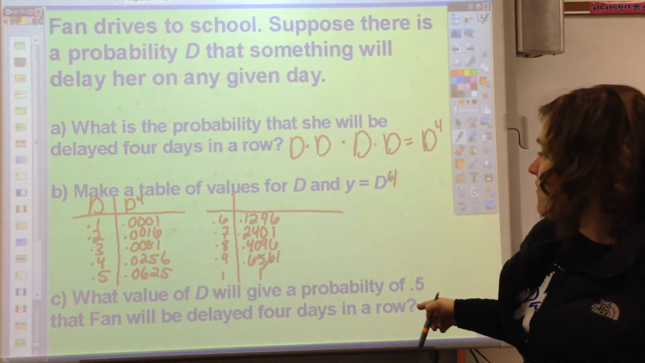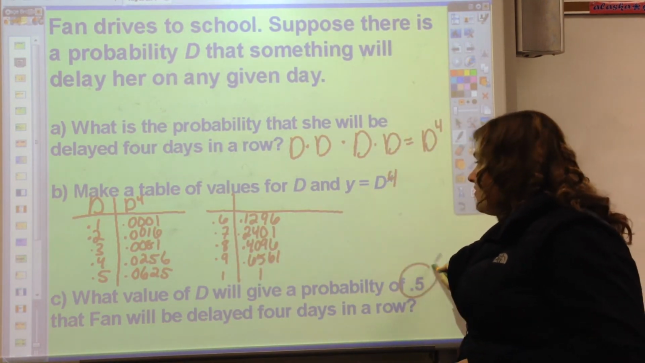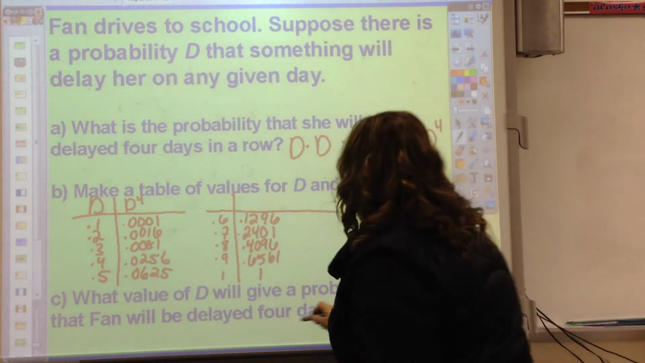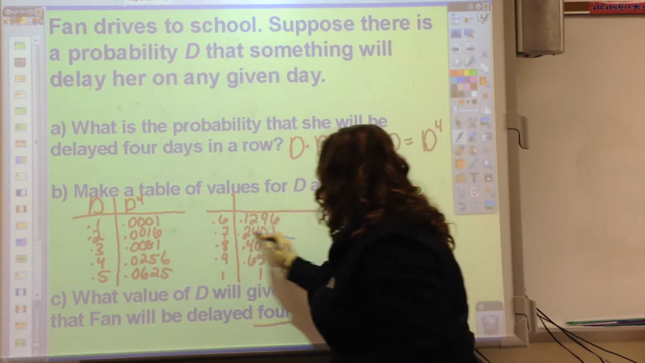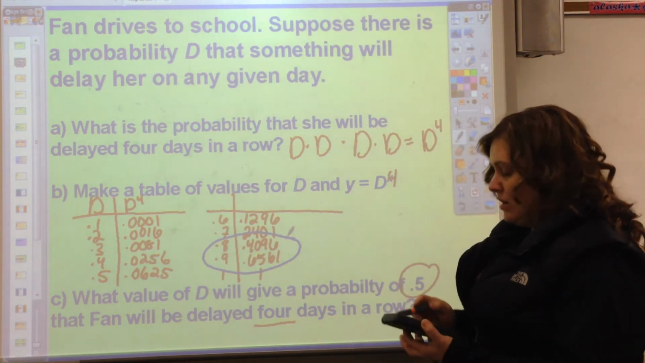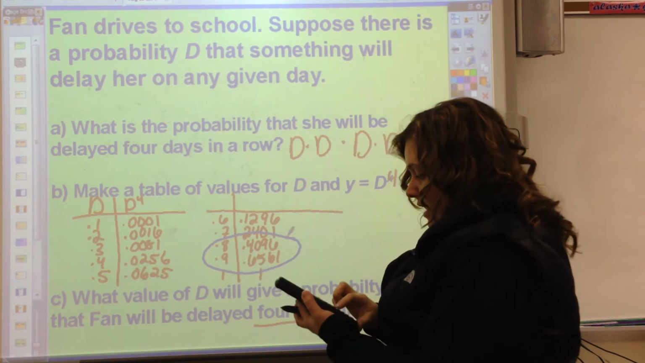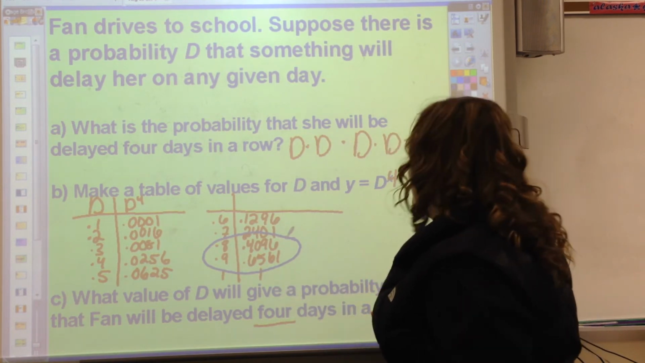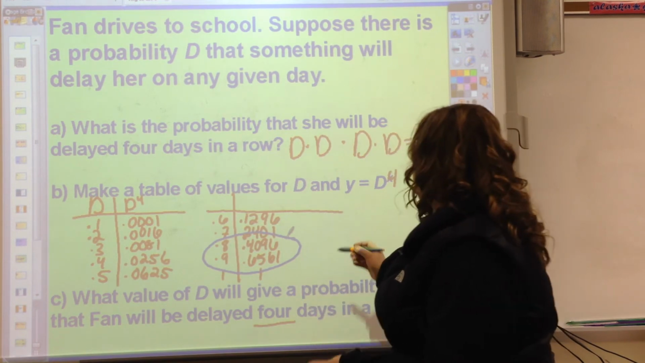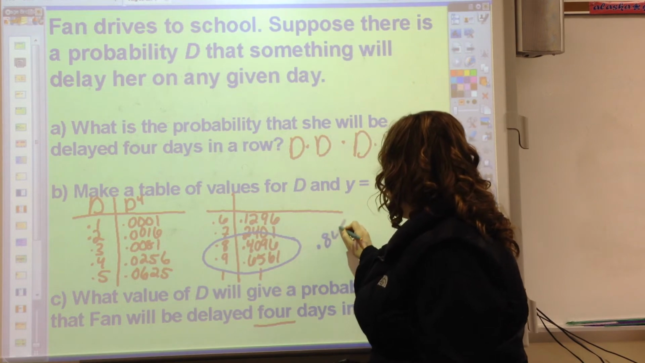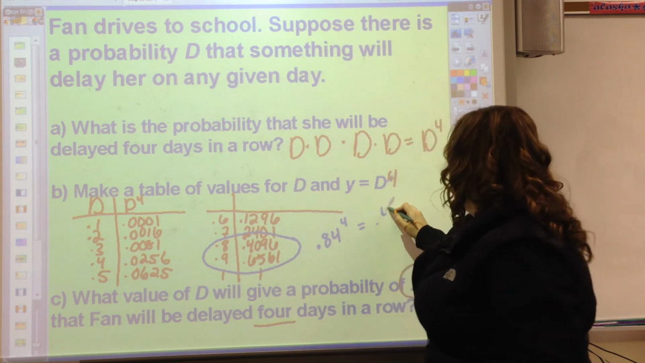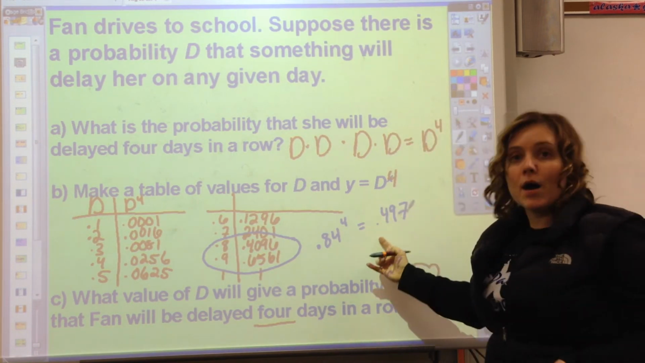So now we want to know what value of D will give a probability of 0.5. So we want a 50% chance that she is going to be late 4 days in a row. Hopefully, you're going to agree with me that it has to be somewhere in between these two values. And it looks like smack dab in the middle. So let's try 0.85 to the power of 4. And I get 0.522. So let's try 0.84 to the power of 4. And the closest value I get is 0.84, because when raised to the power of 4, we get 0.497, which rounds up to 0.5.